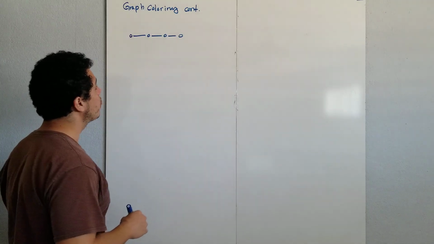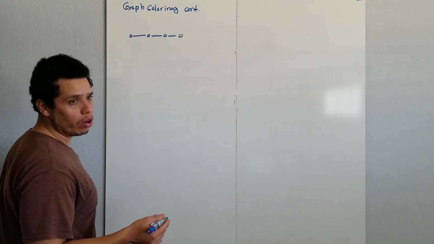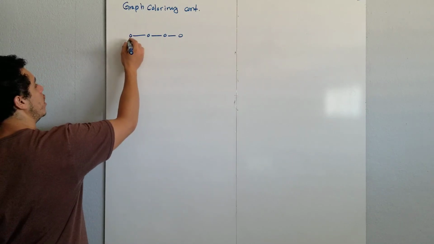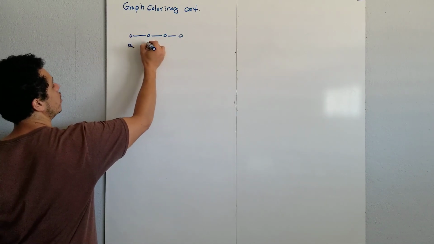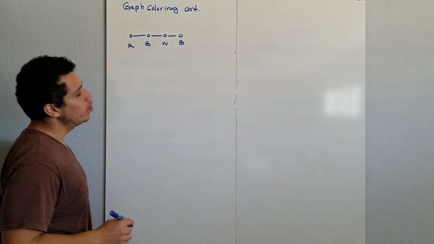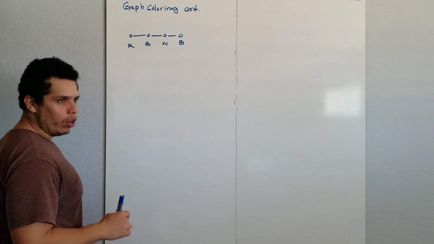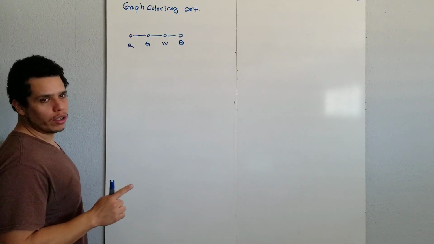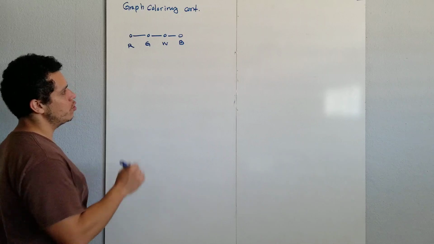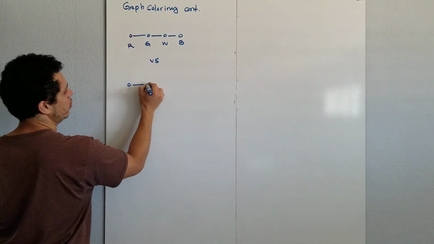just like that one. We may say, well, to color this graph, I can color it with four colors. So I can say that this is red, this is green, this is white, and this is blue. But in order to color this graph, I don't have to use all the colors. Instead of doing this, I can do this.